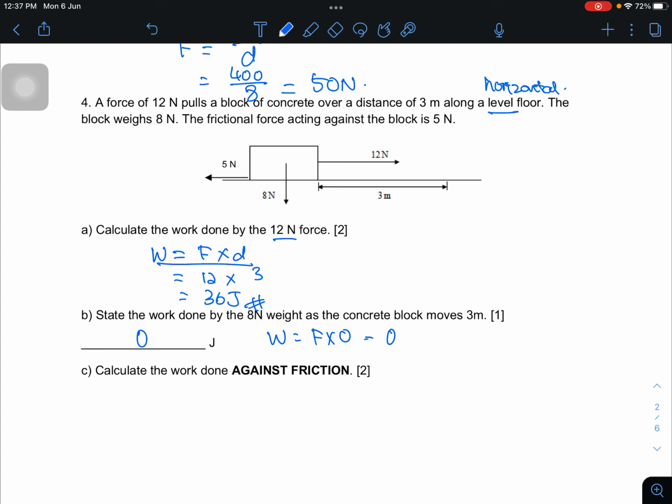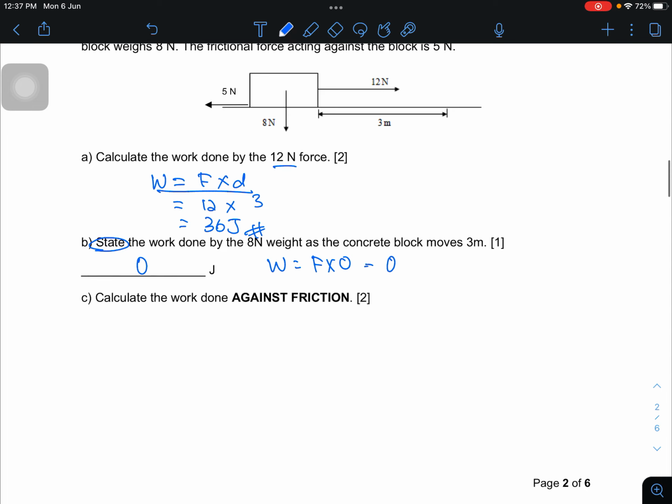Another way to look at it is, they will use the word state. In physics, or rather in exam, it is important to understand the question. When they ask you to state, stating means there is no need for calculation at all. The answer can basically be obtained directly from the question itself, or based on conceptual knowledge. So in this case, usually the answer will be pretty straightforward. So you can straight away just put 0 as the answer.